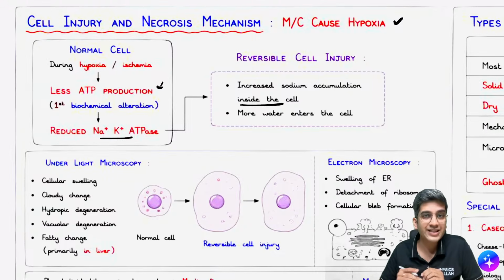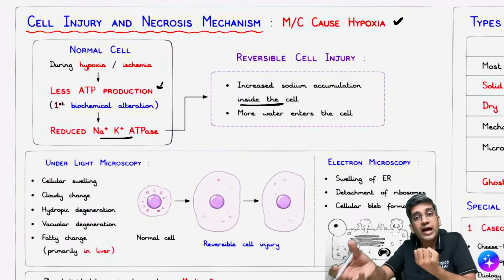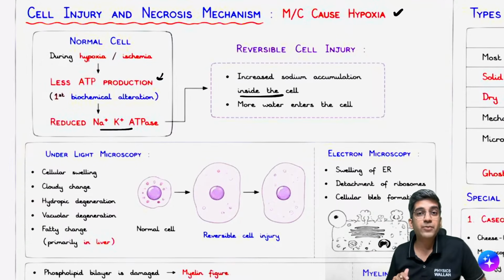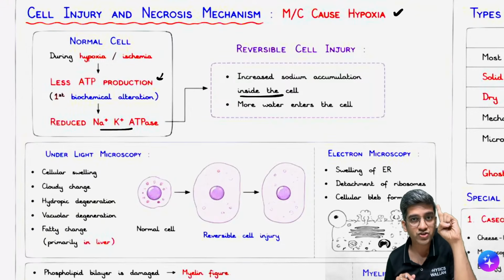When sodium accumulates inside the cell, what will happen? The osmotic disturbance happens. Sodium is more there. I'm going to have more and more water coming inside. When water comes inside, what will happen to the size of the cell? It becomes swollen. That's the first light microscopic change in cell injury.